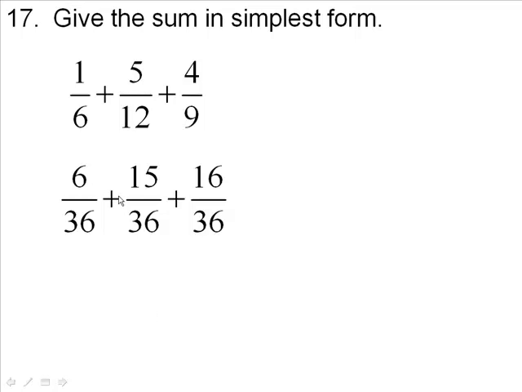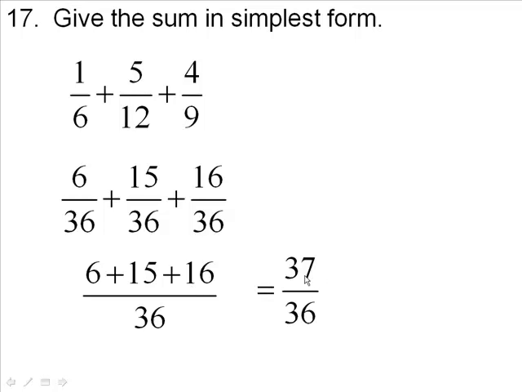Now I have three like fractions. You add like fractions by combining the 6, the 15, and the 16. When you add them together, what do you get? 6 and 15 is 21. 21 plus 16 is 37. Now this is an improper fraction. It's in simplest form, but we could make it into a mixed number. 36 goes into 37 one time with 1 left over. This is my final answer.